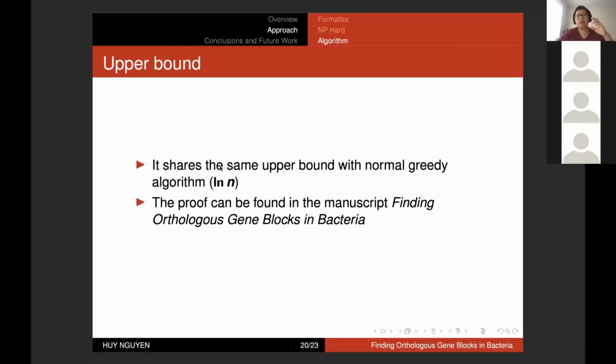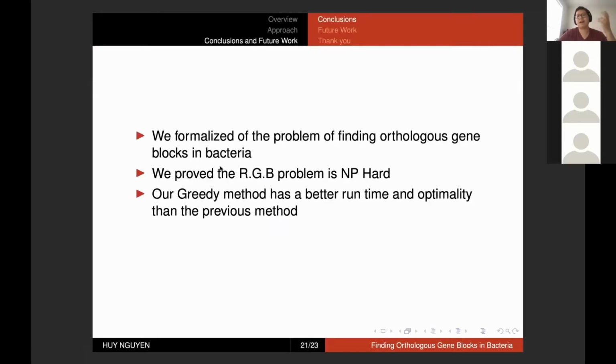So regarding the results, our method is actually pretty fast, and it's faster than the previous method, which can also be found in the paper. So here I will just tell you about what we have done. Basically, we have formalized the problem of finding orthologous gene blocks in bacteria. We also proved that the relevant gene block problem is NP-hard, and our approximate method actually has a better running time and optimality than the previous method.